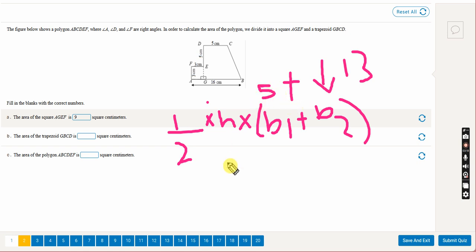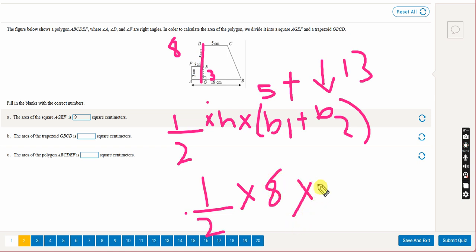So 13 plus 5. And then what is the height? The height is all of this. Again, 5 is given to you, but the dotted line is what? Remember the squares are all 3, 3, 3. So we just add 5 plus 3. They're just giving you the upper line, 5, but you need to add the 3 to make it 8. So that is the complete height of the trapezoid. So half times 8 times 13 plus 5. So you can solve this.